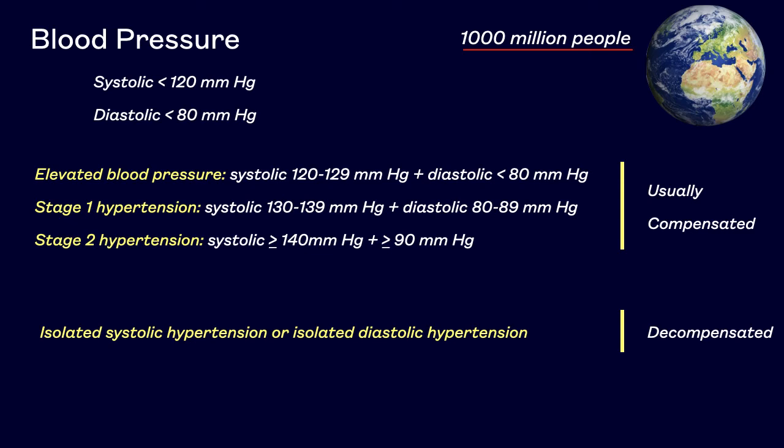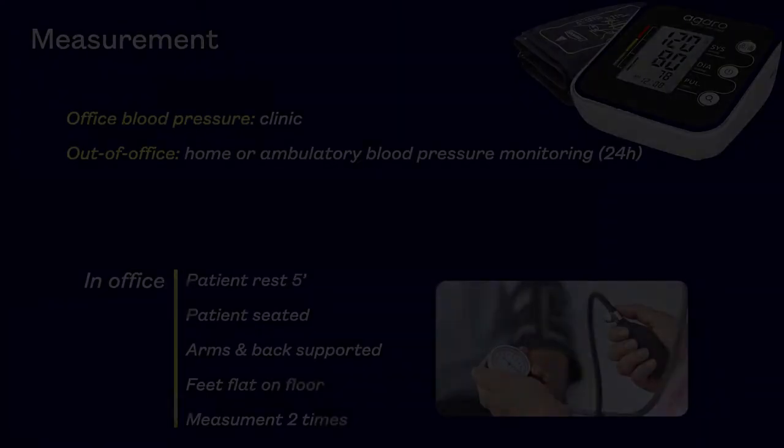Typically, both systolic and diastolic pressures tend to rise or fall together, but that's not always the case. Sometimes you can have systolic or diastolic hypertension when one number is normal and the other is really high. This is referred to as isolated systolic hypertension or isolated diastolic hypertension.